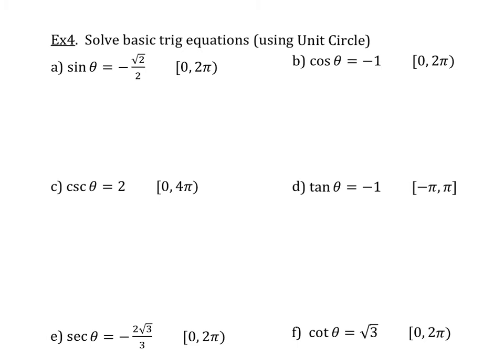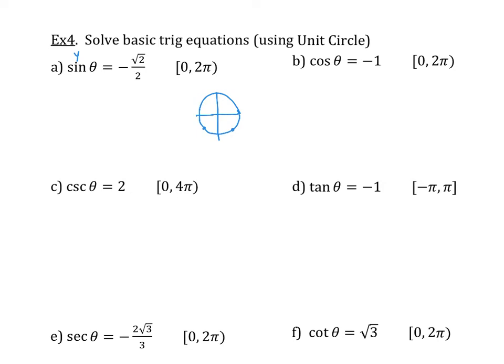Okay, so for A, it's telling me that the sine of theta is -√2/2. I want to figure out what theta is. So I'm going to think about the unit circle. If the sine of theta is -√2/2, it's telling me that the y value is -√2/2. If you have your circle in front of you, look at where the y value is -√2/2. It's going to be right here and right here.